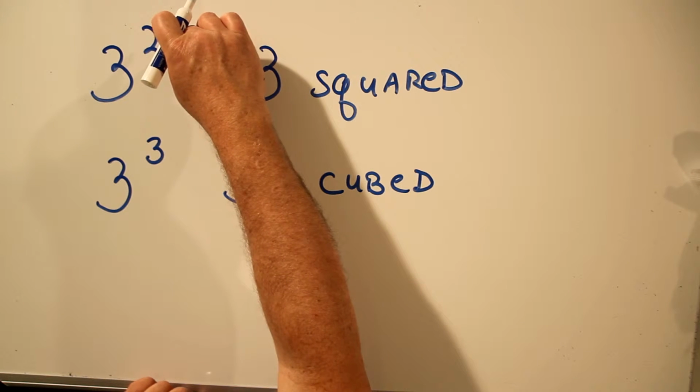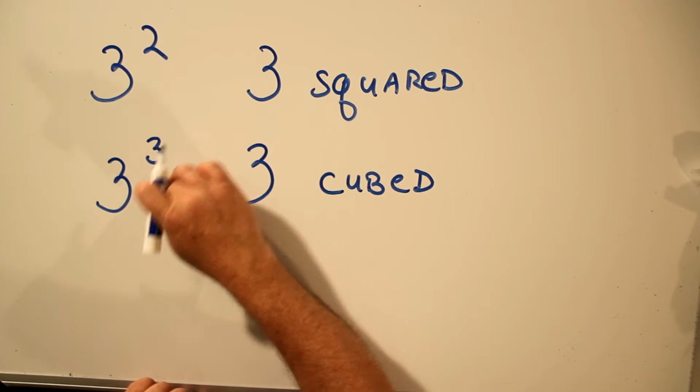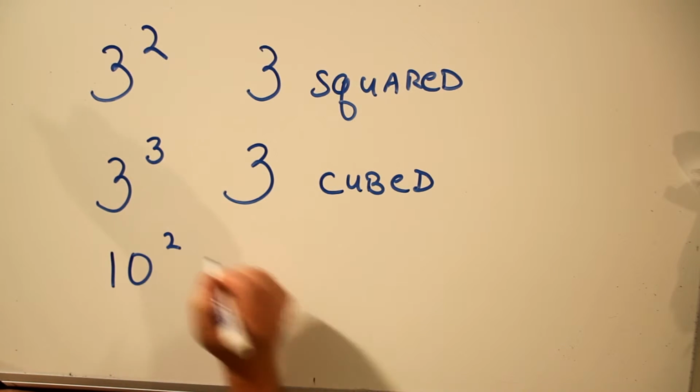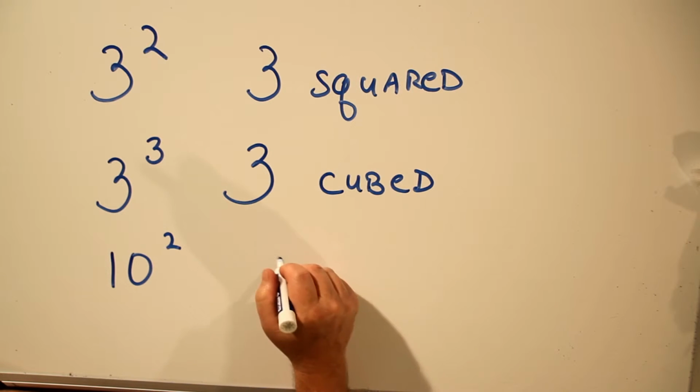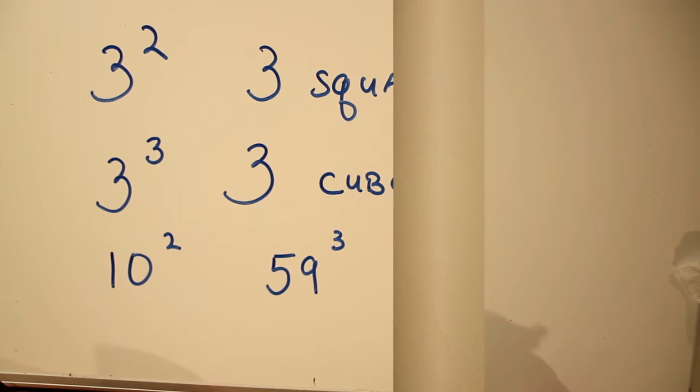If we say 3 squared, we mean 3 to the power of 2. If we say 3 cubed, we mean 3 to the power of 3. If we say 10 squared, we mean 10 to the power of 2. 59 cubed is 59 to the power of 3.